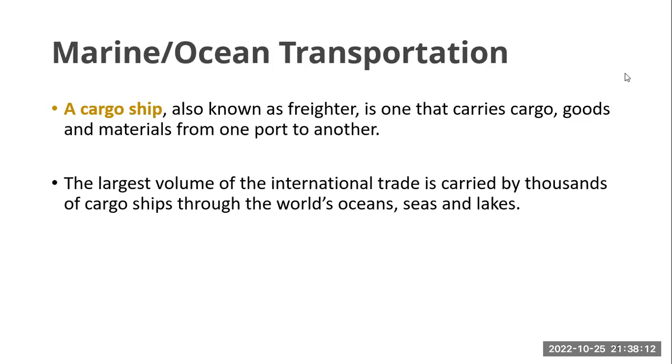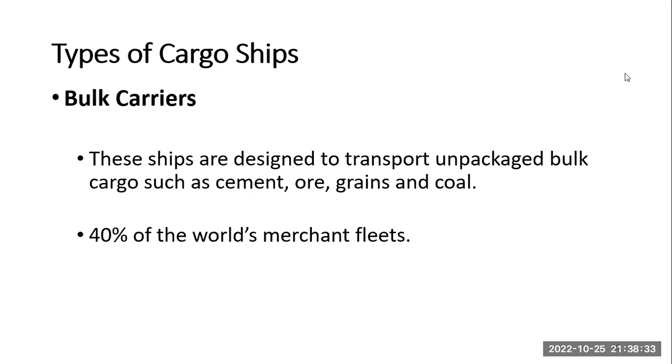Then we have marine and ocean transport, which is basically what we call cargo ship, or people call it freighter. It carries goods and materials. This is normally conducive for large volumes of different types of goods over long distance, intercontinental, international. Yeah, it's very useful. We have bulk carriers, and these are ships designed for transportation of unpacked bulk cargo such as cement, ore, grains, and coal.